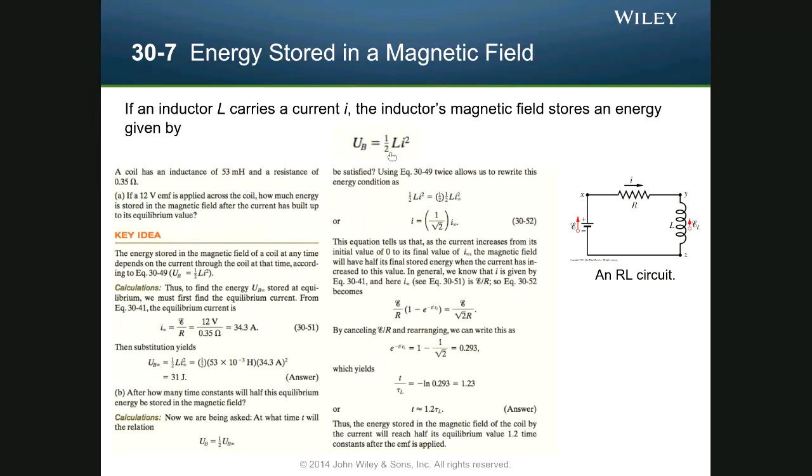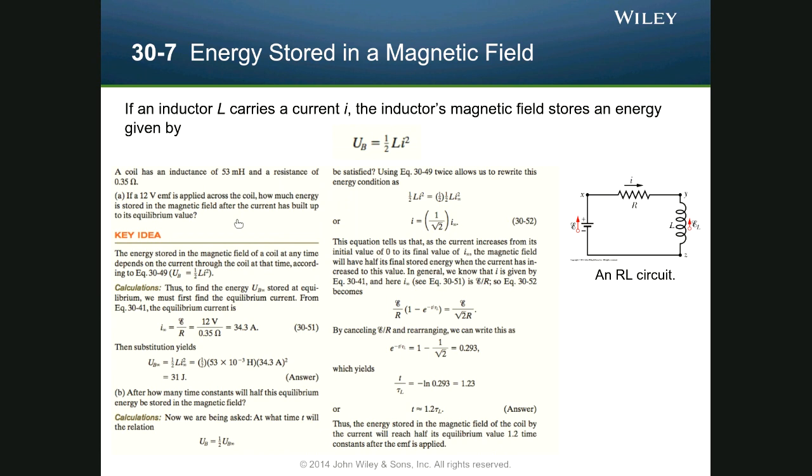So let's just go through a simple example, right? We have a coil that's given some 53 millihenries of inductance and a resistance of 35 ohms. The question is, if a 12-volt EMF is applied across the coil, so across this coil that's 12 volts, how much energy is stored in the magnetic field after the current has built up to its equilibrium value?